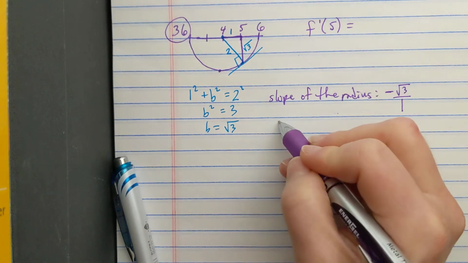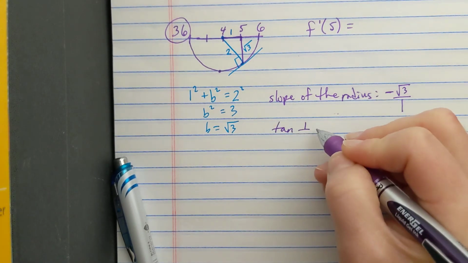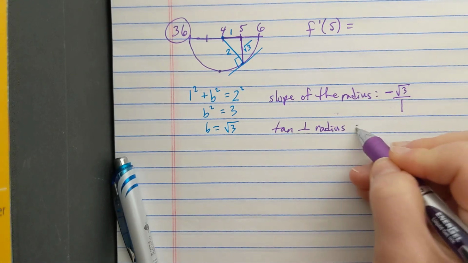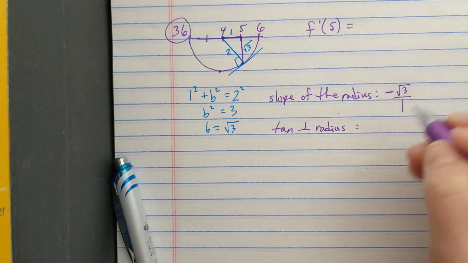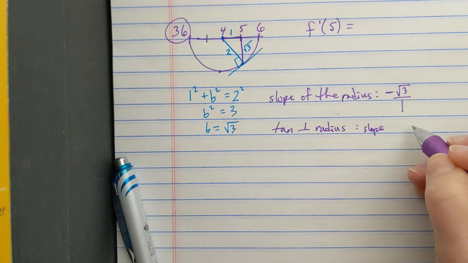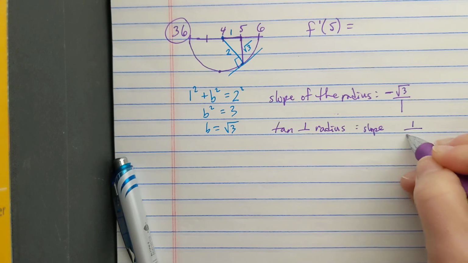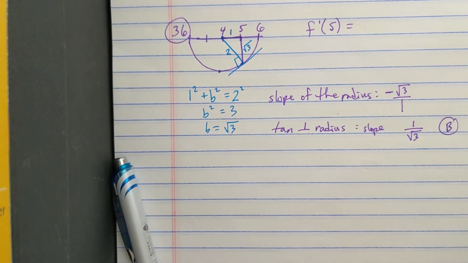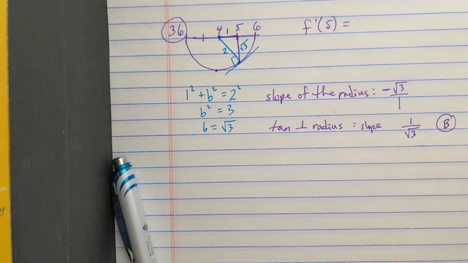And I know that the tangent is perpendicular to the radius of a circle. Hooray for geometry. And perpendicular lines have opposite reciprocal slopes. So the slope should be the opposite, so other sign. So it's going to be positive, and then reciprocal. So I'm going to flip over that fraction. So 1 over root 3. And then I take a look at those options, and I notice that that is option B, as in beautiful math. Have a great day.